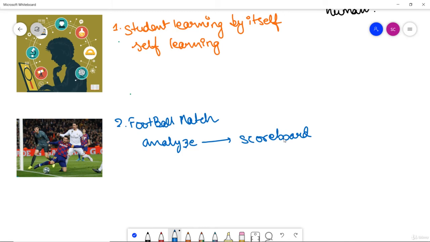Next, what we're going to discuss is why unsupervised machine learning is so important. We already have the concept of supervised machine learning and we studied several algorithms there. But what is the need for unsupervised machine learning? So let us study that also.